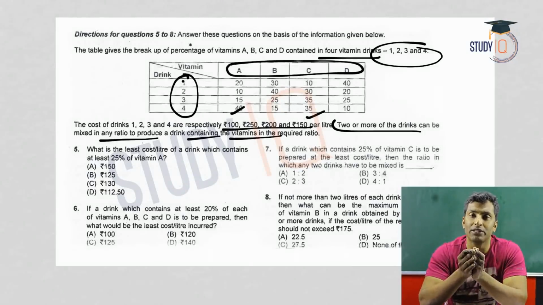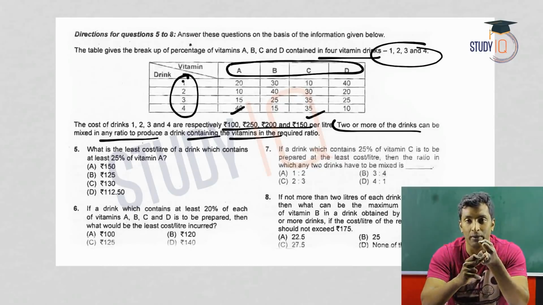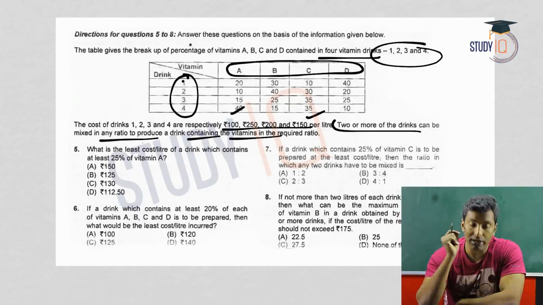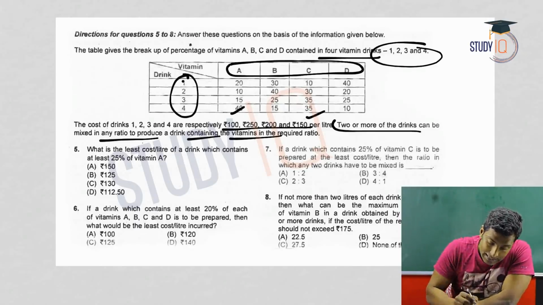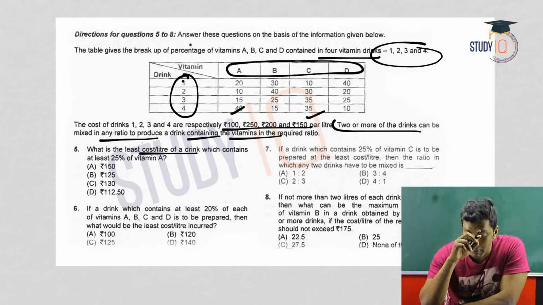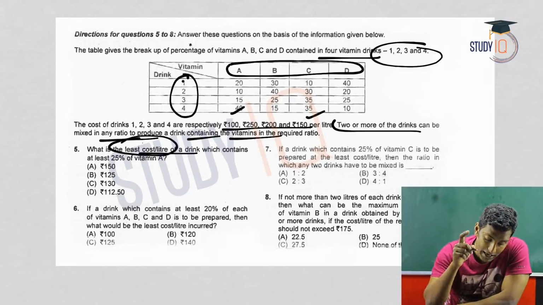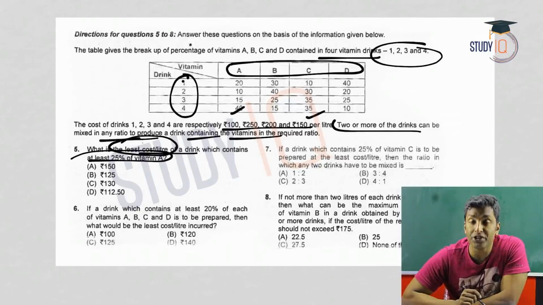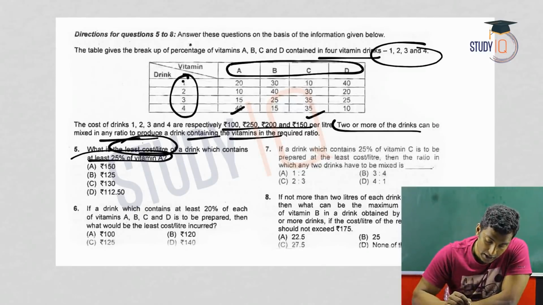Mostly the questions will be related to maximum value of a particular vitamin or minimum value of a particular vitamin, maximum cost, minimum cost. So these are the questions which are possible from this. So let's look at the first question. What is the least cost per liter of a drink which contains at least 25% of vitamin A? So what I need is to minimize the cost, least cost. At the same time, I need vitamin A 25%. So which drink is cheap? See, if you look here, drink 1 and drink 4, they are cheap.